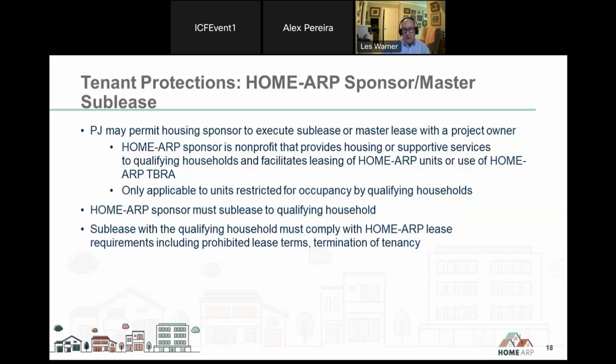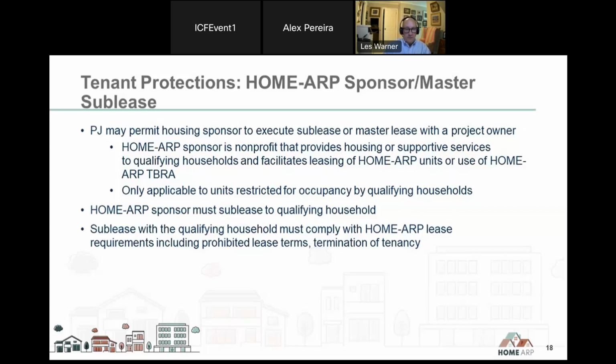One flexibility we have under HOME-ARP is to allow for a master lease, or a sponsor to have a lease for a number of units and then be subleasing them to qualifying households. And this is something we oftentimes see with our homeless programs or continuum of care, where we might have a nonprofit that's going to hold a master lease for a number of units.